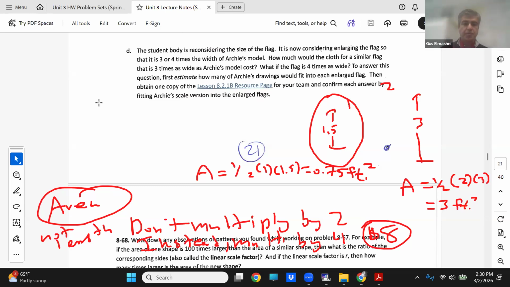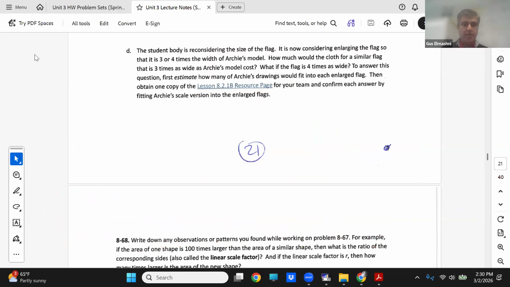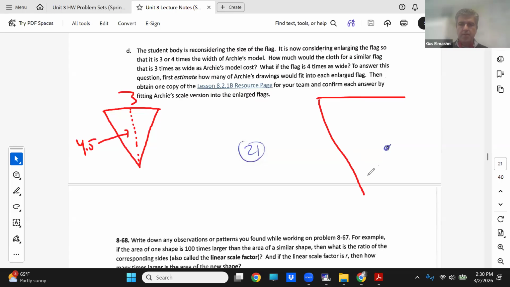So let's work it out. Let's do 3 times the size. So it's going to be 3 and 4.5. And let's do 4 times the size. Okay, 4 times the size. That's going to be what? 6, I think. Yeah.